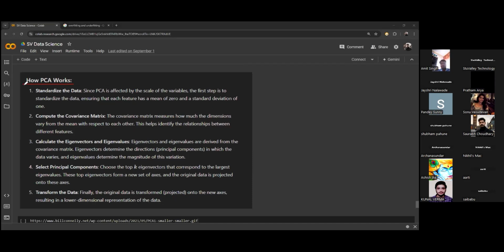How does PCA work? It standardizes the data. Since PCA is affected by the scale of the variables, the first step is to standardize the data.